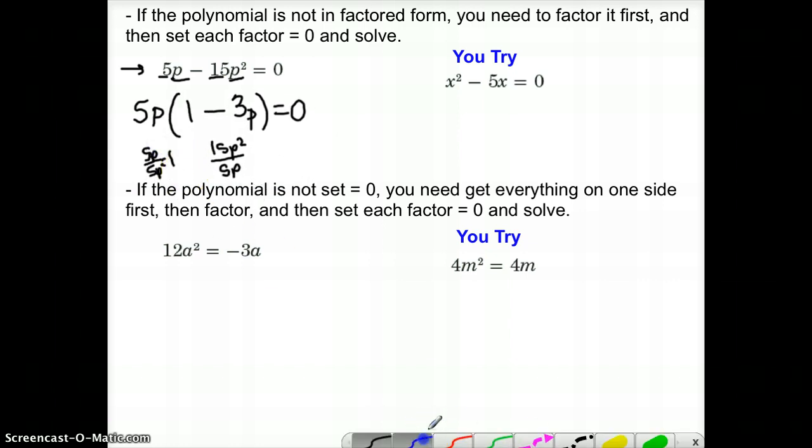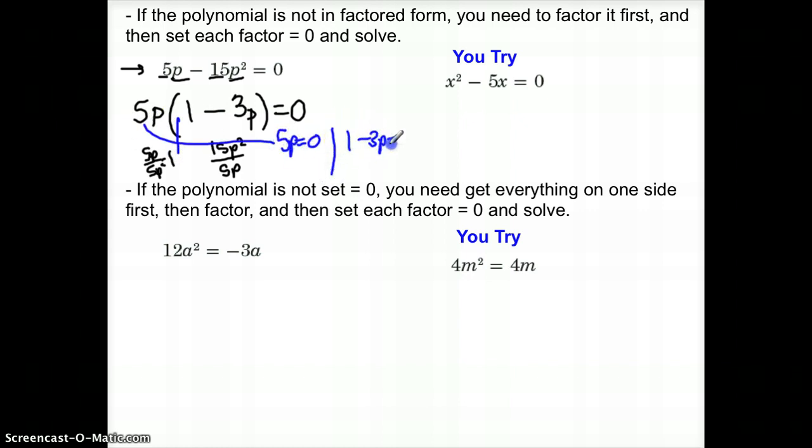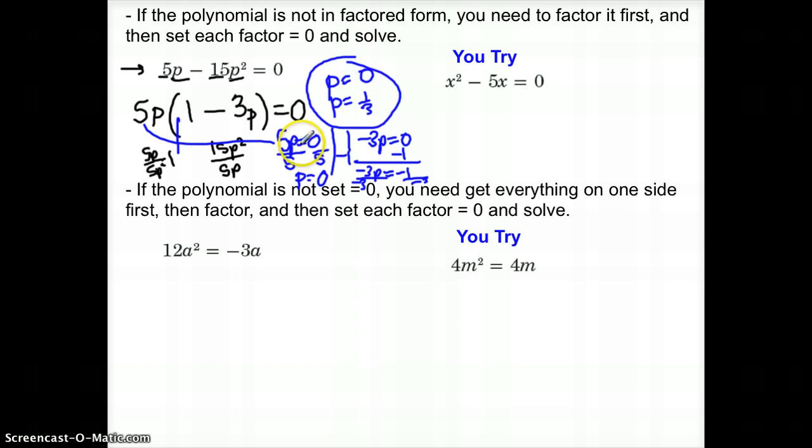I'll write it someplace else in a different color. You have over here 5p equals 0 or 1 minus 3p equals 0. Solve both of those. Divide by 5. 0 divided by 5 is 0. Here, minus the 1, you get negative 3p equals negative 1, and divide by negative 3. So you have p equals 0 and p equals positive 1/3 because your negatives cancel. And those are your two answers. There's a you-try for you to do.